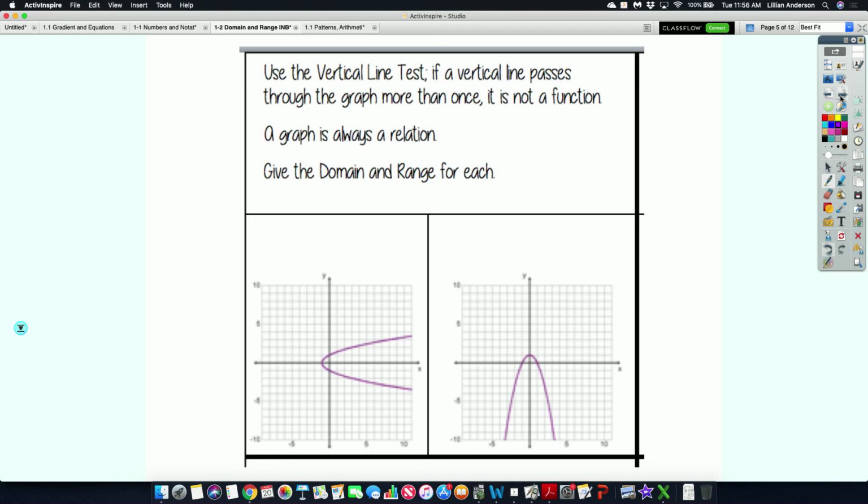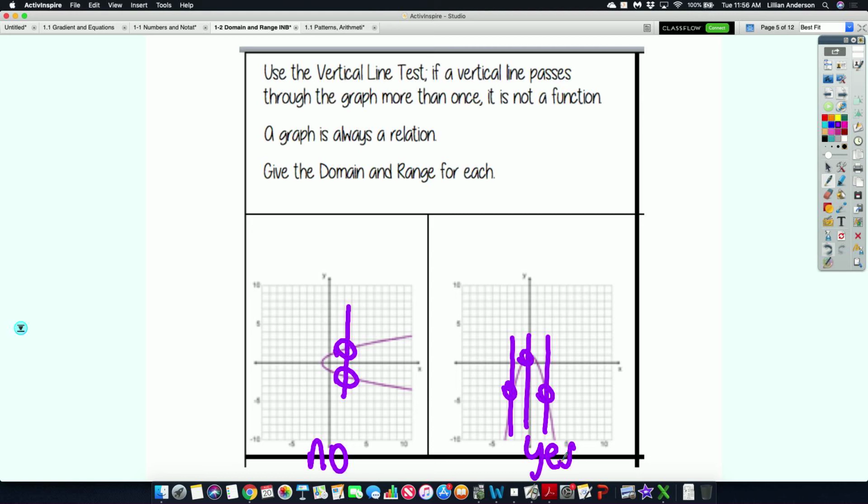Okay? So if I look at this graph over here on the left, is that a function? No, it is not a function. Okay? Because if you do any vertical line, it's going to hit the graph in two places, as you can see here. So that's what makes it not a function. But what about the one on the right? Yes, because no matter where your vertical lines are drawn, it's only going to hit the graph in one place. So this is an example of a function. Everybody got that?